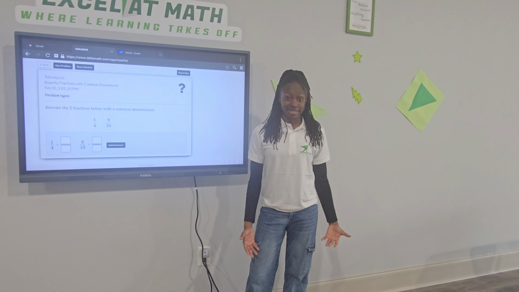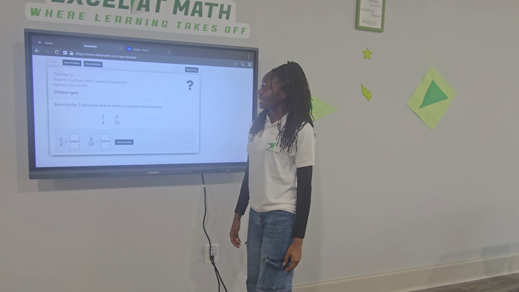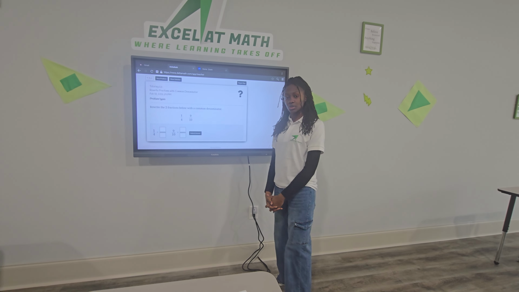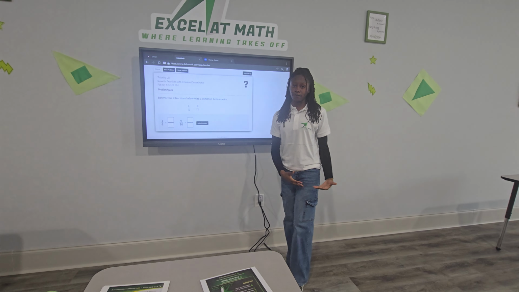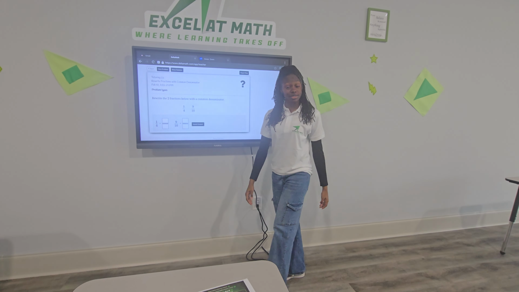I'm here at Excel at Math, and today's lesson is going to be rewriting fractions with common denominators. This is typically a 4th and 5th grade concept, so let's get started.